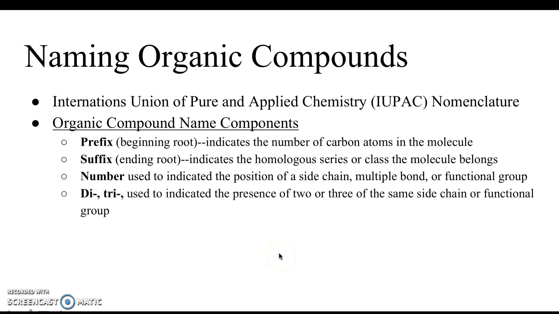And sometimes you might see other prefixes like di and tri. So if you have, for example, two chlorines on your molecule, you would use the prefix di just to indicate that there is two chlorines and not one chlorine.